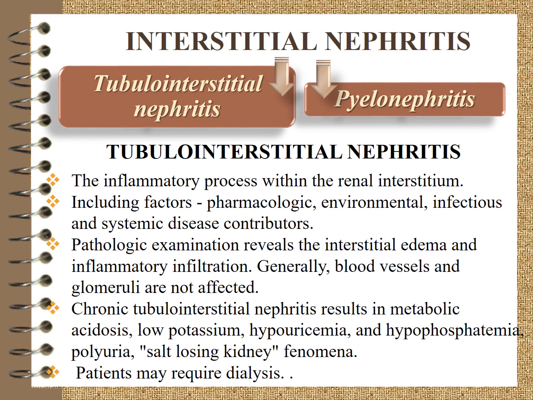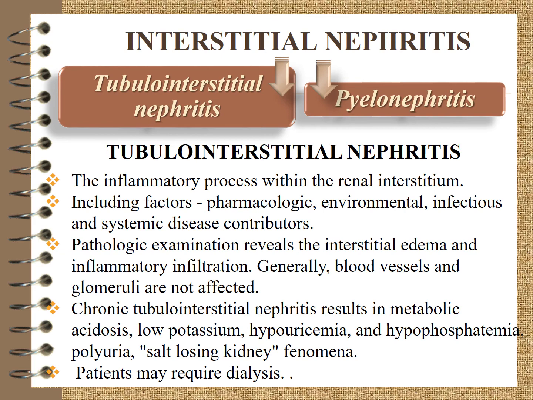In chronic tubular interstitial nephritis, the most serious long-term effect is kidney failure. When the proximal tubule is injured, sodium, potassium, bicarbonate, uric acid, and phosphate reabsorption may be reduced or damaged, resulting in metabolic acidosis, low potassium, hypouricemia, and hypophosphatemia. Damage to the distal tubule may cause loss of urine concentrating ability and polyuria.